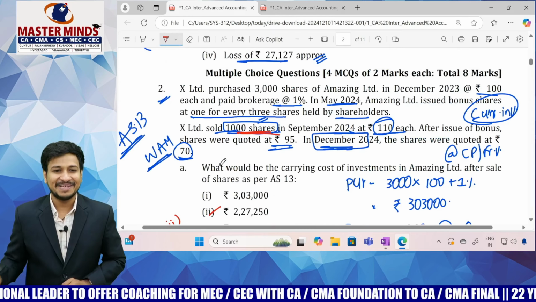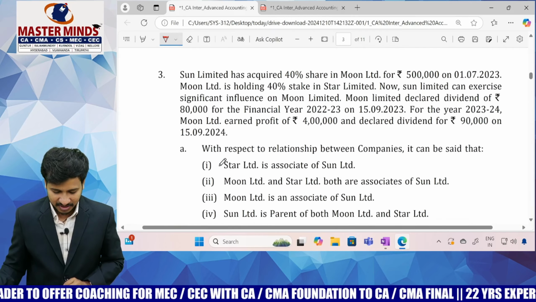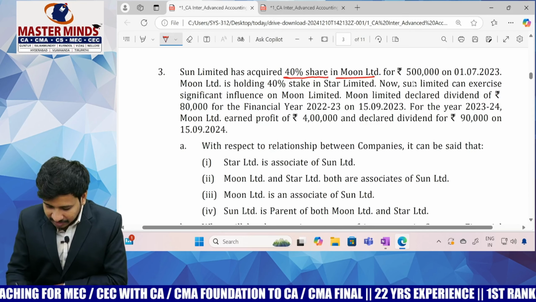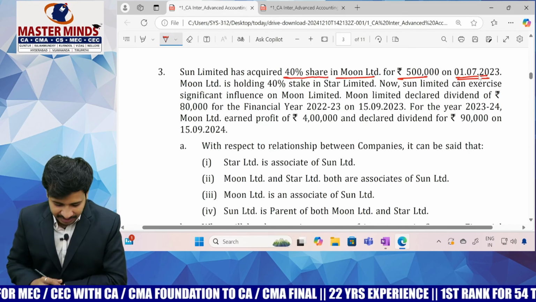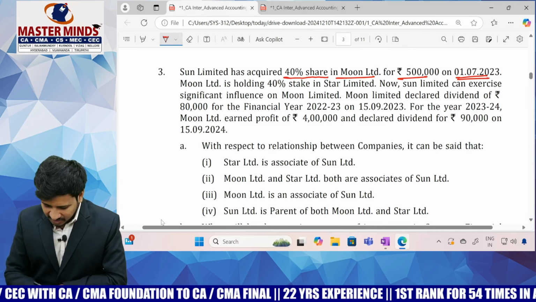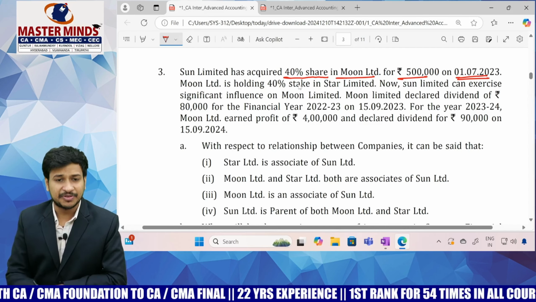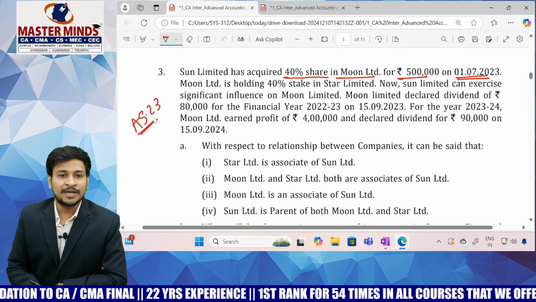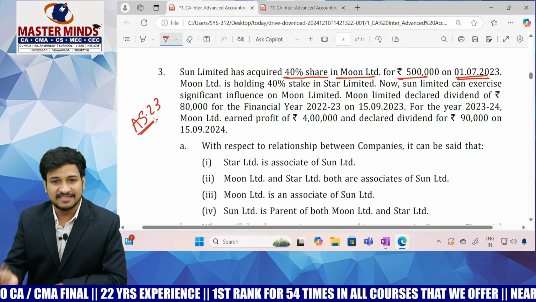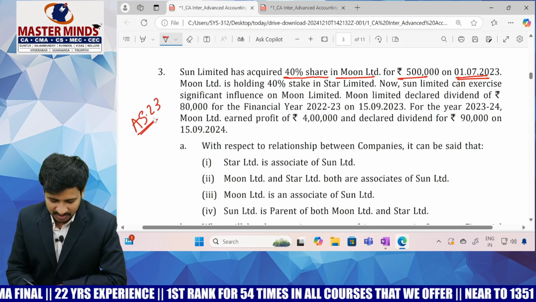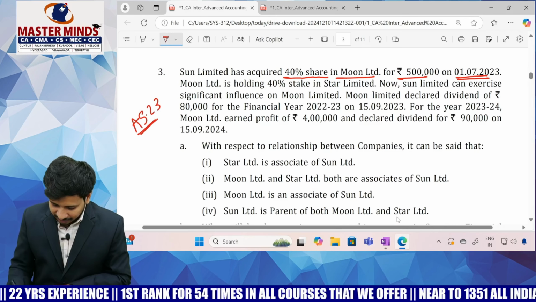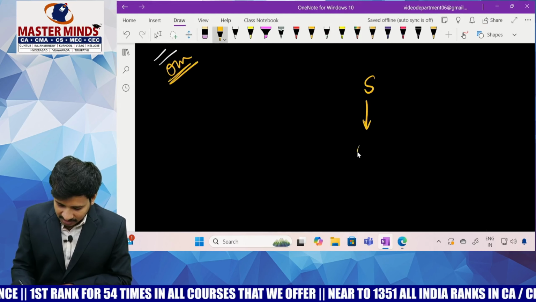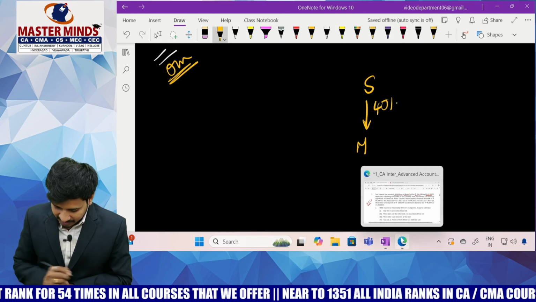Very, very simple problem. And let me start with case scenario number 3. Sun Limited has acquired 40% of shares in Moon Limited for rupees 5 lakhs on 1/7/2023. So if I am not wrong, this is 40%, an associate, which is AS 23, accounting for investments in associates in CFS, mostly relating to that standard. Anyways, let me continue. So Sun Limited acquired 40% in Moon Limited, is having 40% in Moon Limited.